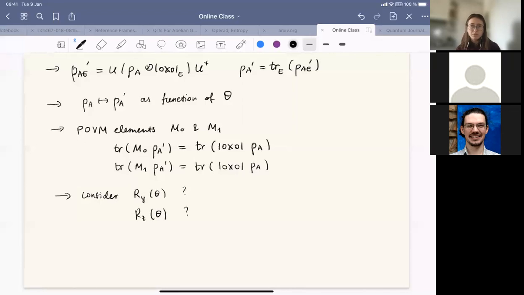And the other example of the map is the map which would also weaken this full depolarization map that was considered in the lecture. But before that, let me quickly recap the Kraus operator representation and Stinespring dilation.